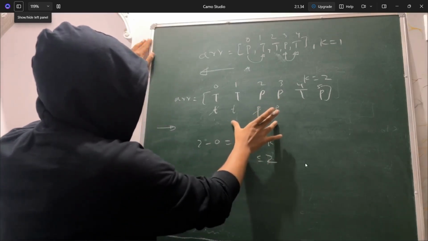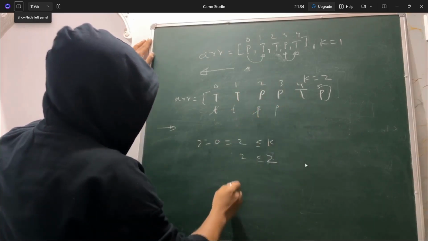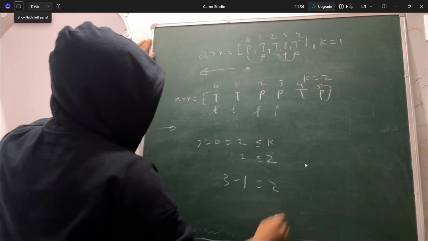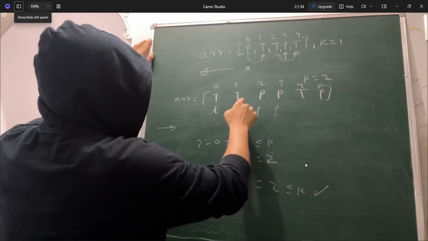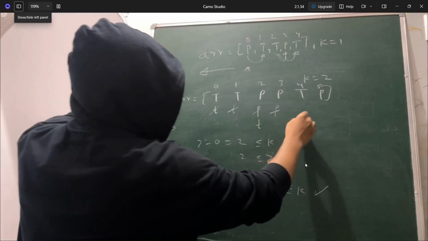Hopefully the p pointer is pointing to police only, and the t pointer is pointing to thief only. Again we find the distance, which is 3 minus 1, which is 2, and that is less than or equal to k, so it is fine. This police will catch this thief. We move the t pointer and the p pointer to the next ones.